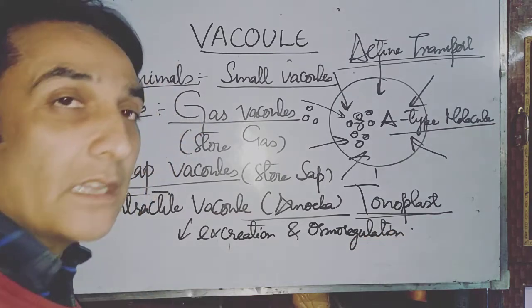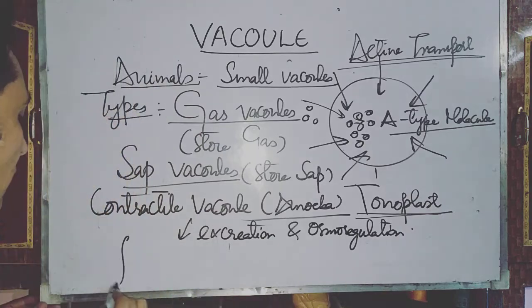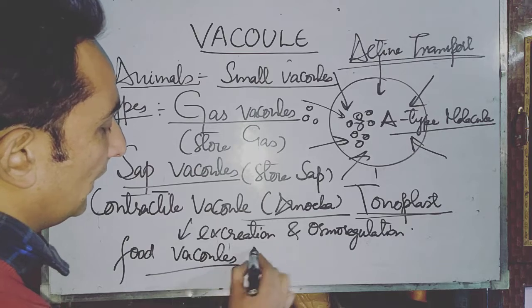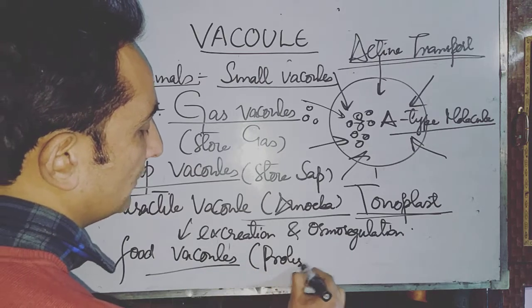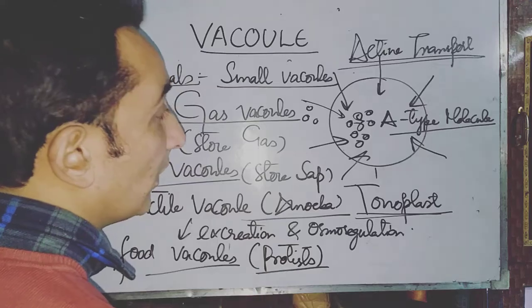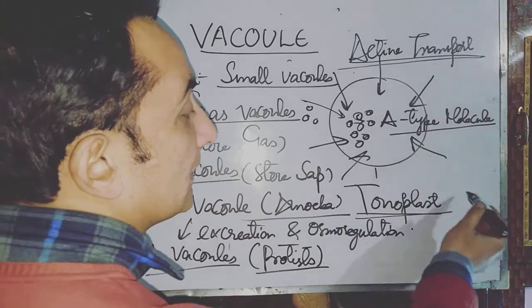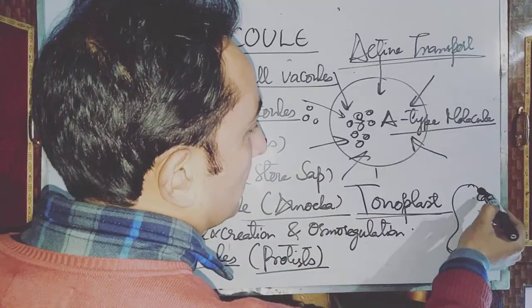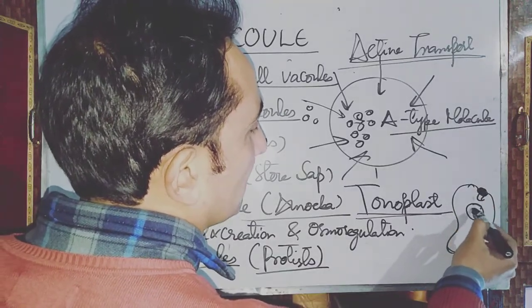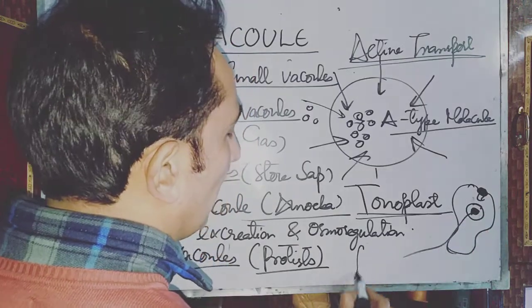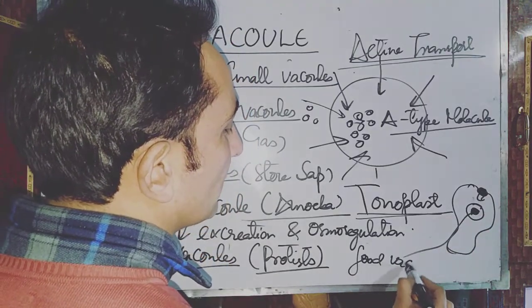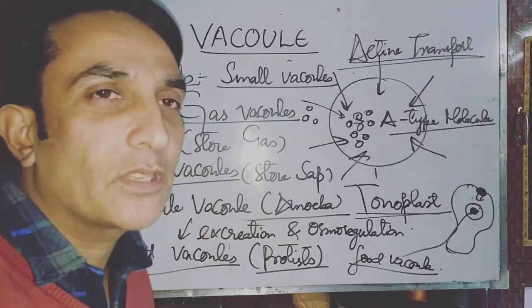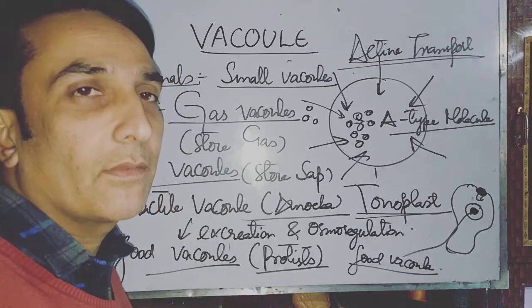Then again, there's another type of vacuole like the food vacuoles, which you can find in many protists, and these food vacuoles are formed by engulfing the food particles. For example, this is a protist, and this protist engulfs a food molecule which is present outside the cell. It engulfs, then packs it into a vacuole, which is known as the food vacuole. So gas vacuoles, sap vacuoles, contractile vacuoles, and food vacuoles are different types of vacuoles you can see in different types of cells.